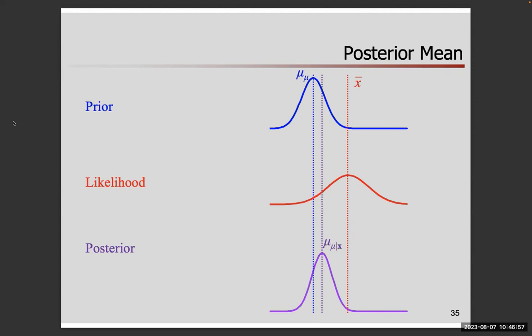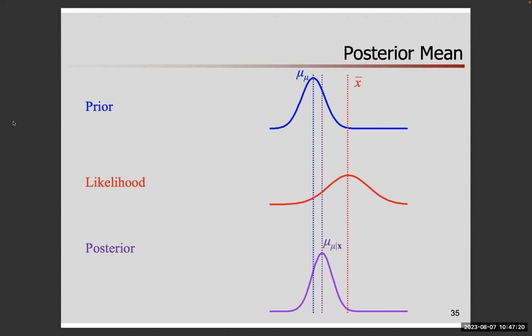Visually, that means a few things. One is the purple mountain is going to fall in between the blue mountain and the red mountain. It's a combination, an averaging of those two. But it is not necessarily an equal combination or an equal weighted synthesis of those two sources of information.